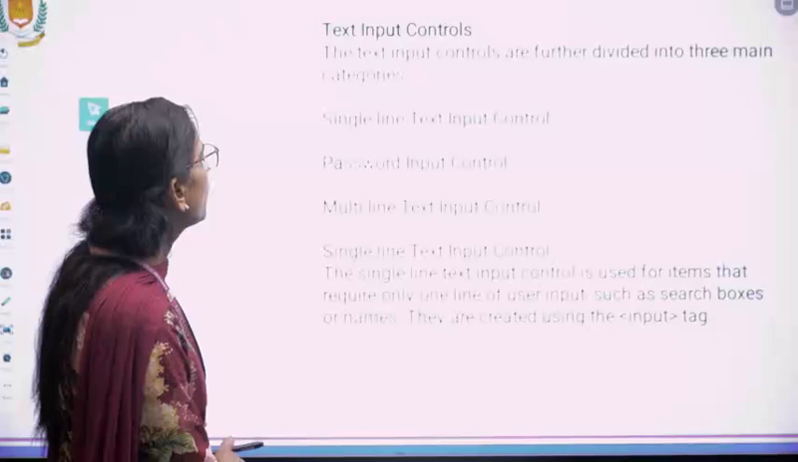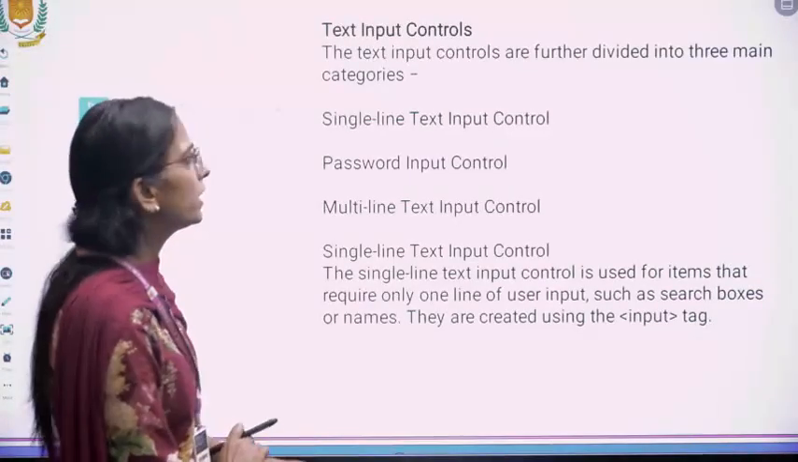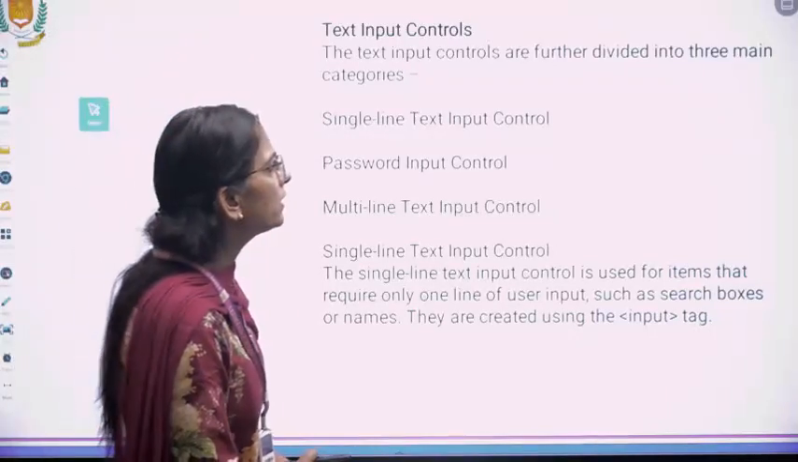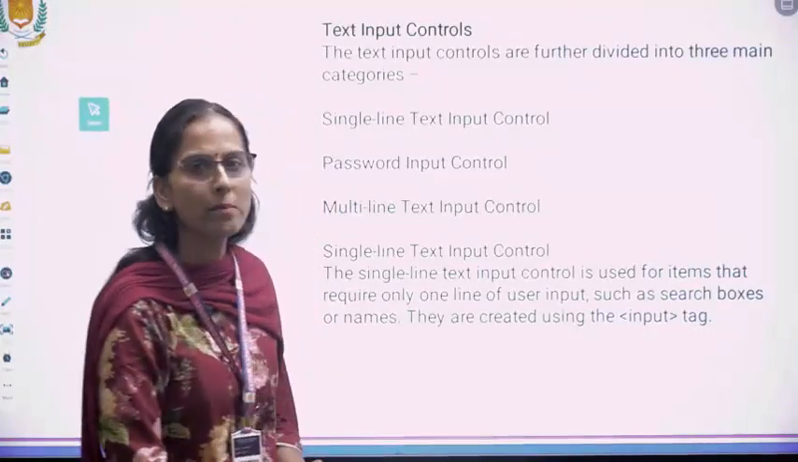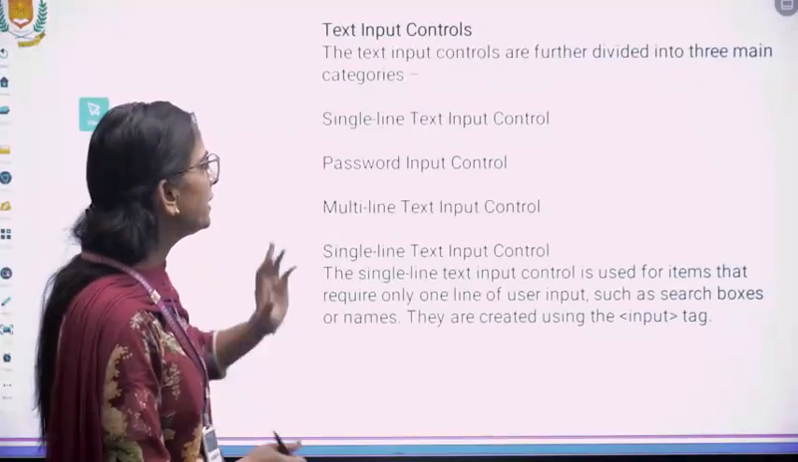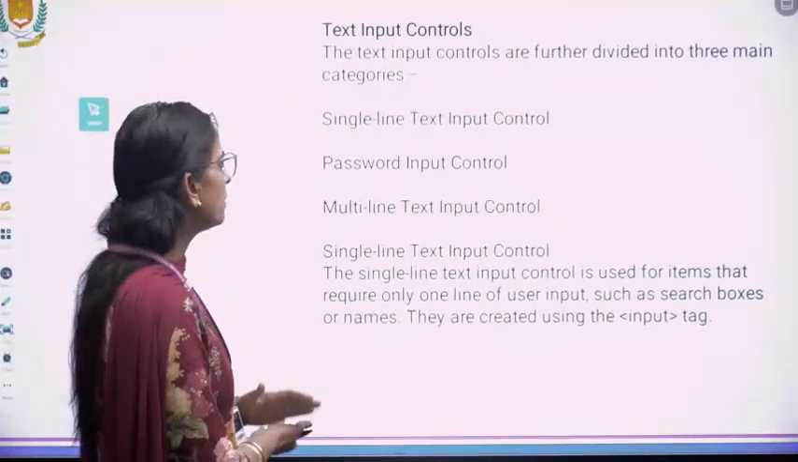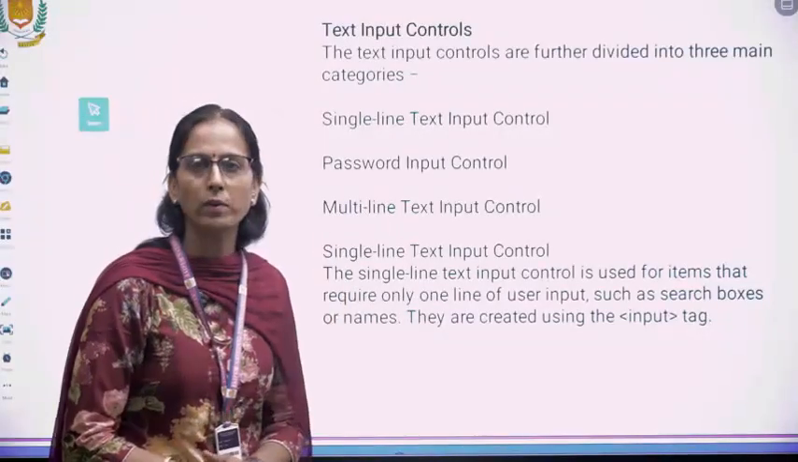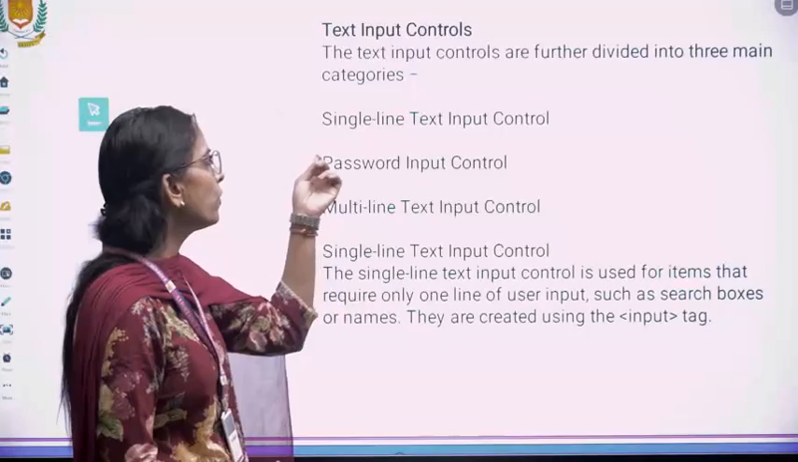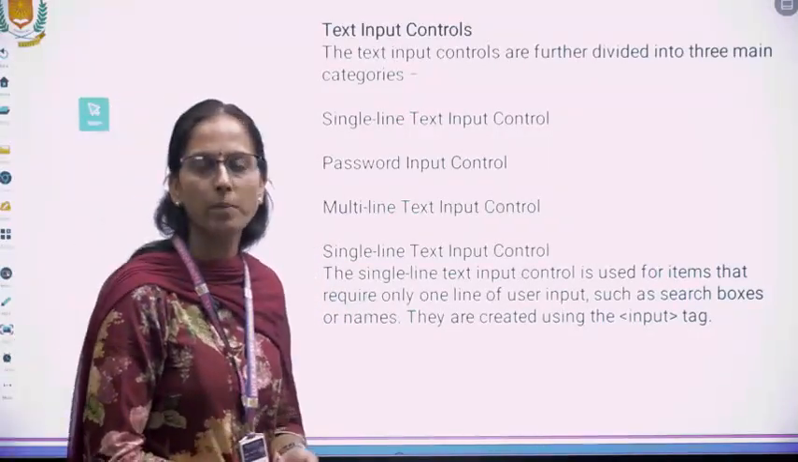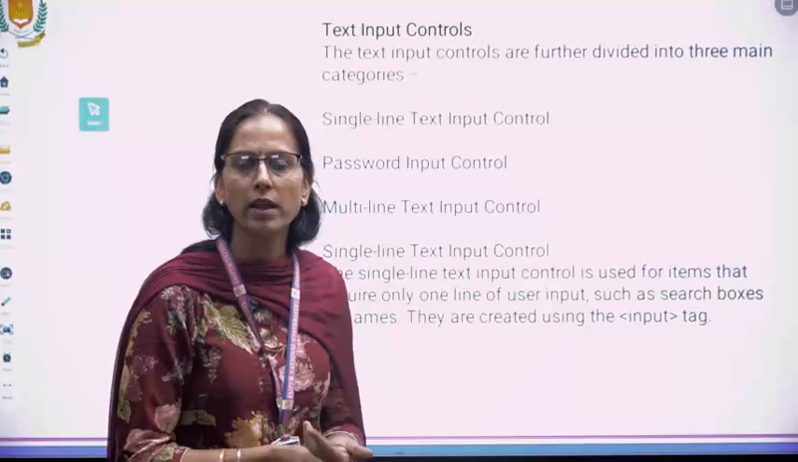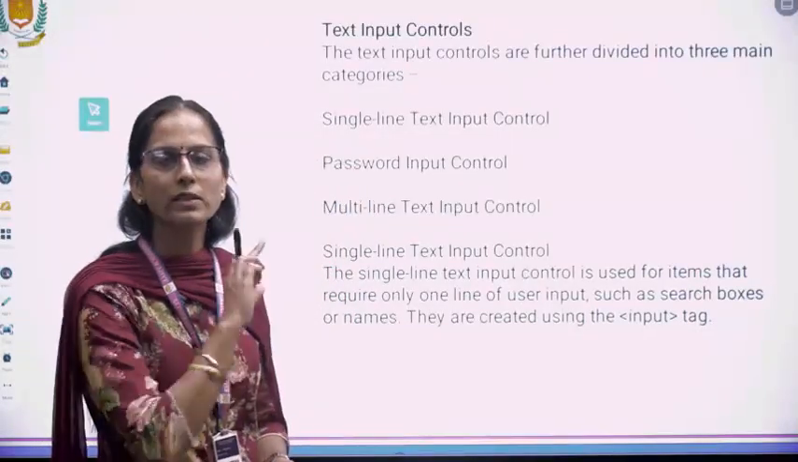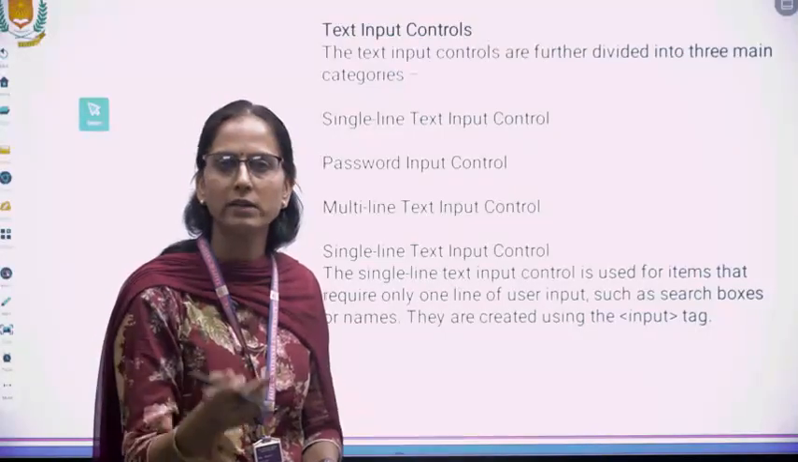Now, first of all, we will discuss text input controls. The text input controls are further divided into three main categories: single line text input box, password input box, and multi-line input box. These are the three kinds of input boxes that can be taken. Suppose we have to write a name for a particular student: name, surname, middle name. For these you can take a single line. Only one single line will be provided to write the text.